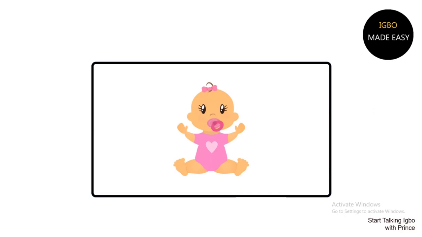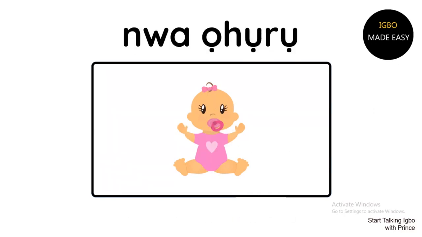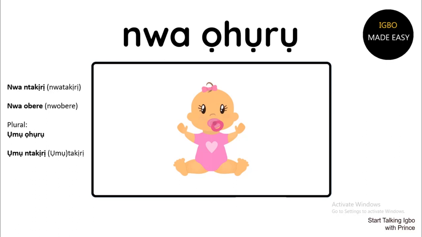A baby is called nwa ọhụrụ in Igbo. You can also hear a baby being called nwatakịrị. That is actually how it's called, nwa ntakịrị. But because of Igbo contraction, the way native speakers talk, you will hear nwatakịrị.